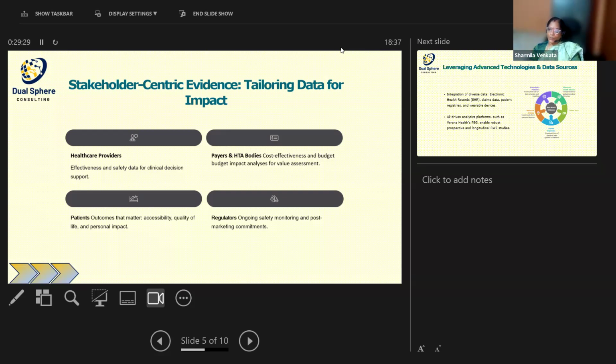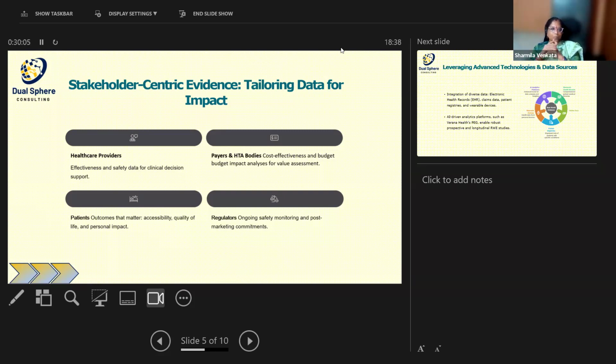When it comes to evidence generation, it's important to remember there's no such thing as one size fits all evidence. The same data set won't necessarily satisfy every stakeholder because each group has a different lens through which they evaluate a treatment. We must tailor evidence to our audience or different stakeholders.